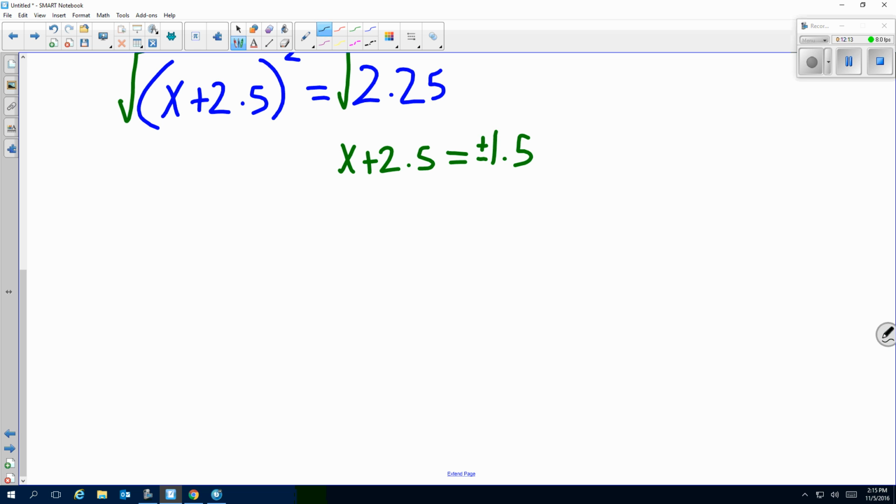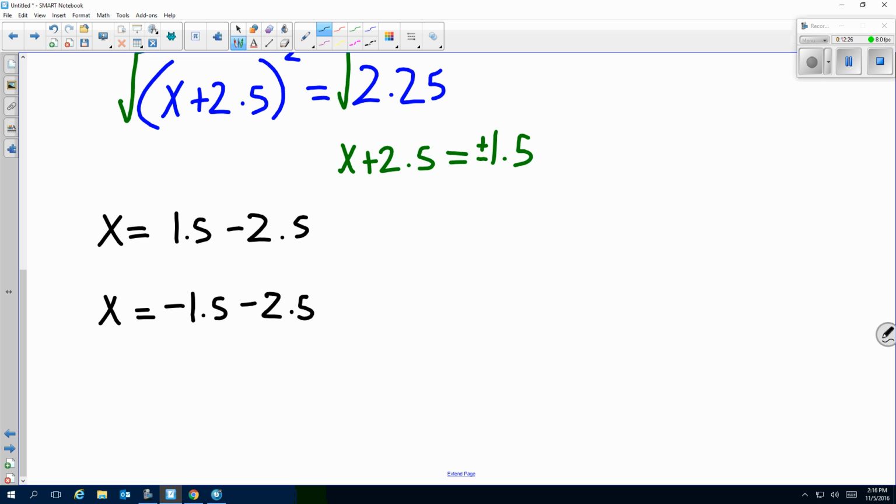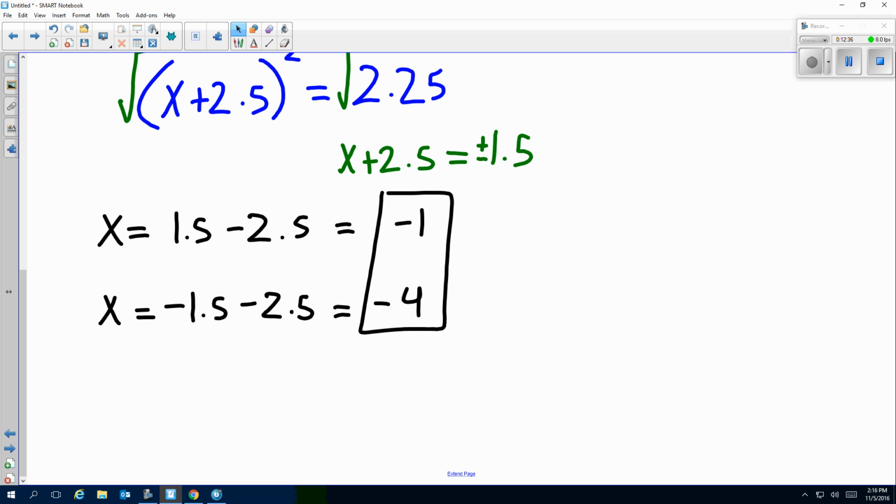This means we have two equations. I get x is equal to positive 1.5 minus 2.5, and x is equal to negative 1.5 minus 2.5, which will give me -1 and -4. The two answers we expect to see. Now you probably think, oh my gosh, there's no other way to solve these. I wish you would just stop. But there actually is one more way.